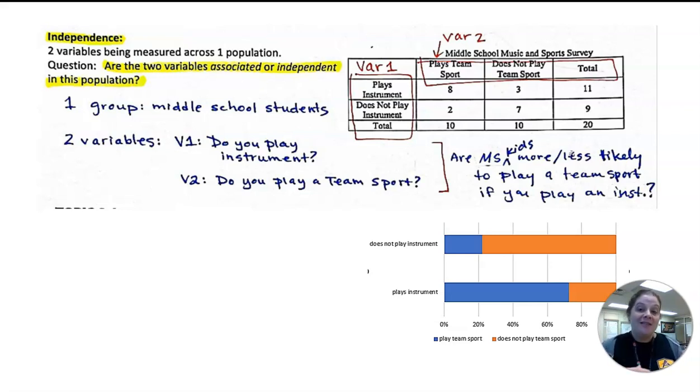This is where I would have this chi-squared test for independence. So my two variables are my two questions that I ask. I can see those on the two sides of my two-way table. And I could make a picture of this. It does look like these variables might be dependent, because it looks like you might be more likely to play a team sport if you play an instrument in this population of middle school children.